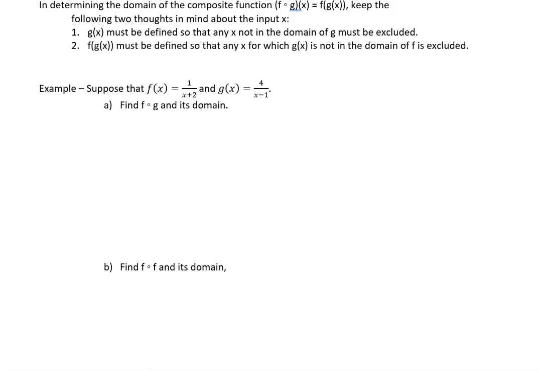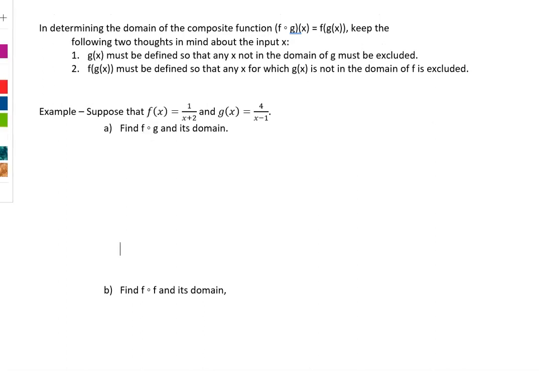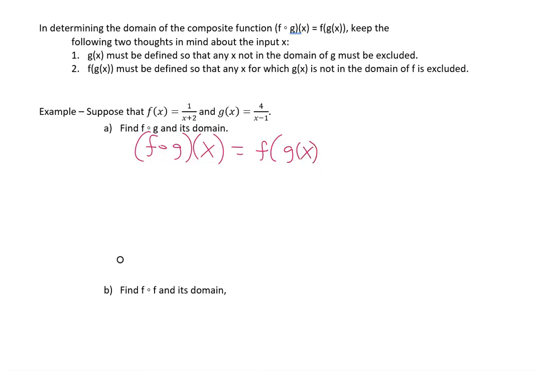So as far as the composing goes, we're going to do it exactly the same way that we've done all along. We're going to use one of the functions as the input for the other. So in part A here, we want to find f composed with g. So remember that that is f composed with g of x. So that is f of g of x. So we're going to use whatever g of x is as the input for f.